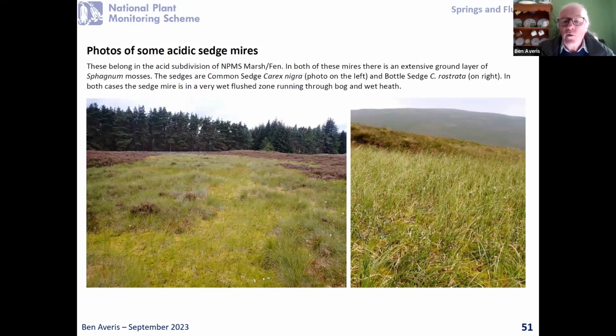In the sedge-dominated ones, compared with the more rush or herb-dominated flushes, you can often see the moss layer quite easily through the sedges, or even if you can't, you can get down there and part the plants away and check out what the mosses are. It's often such a useful thing to do. But yeah, sphagnum mosses with sedges there in these acid flushes.